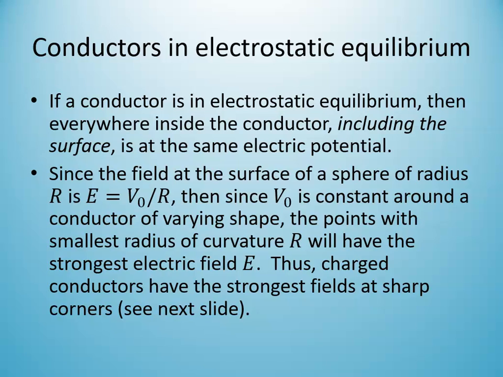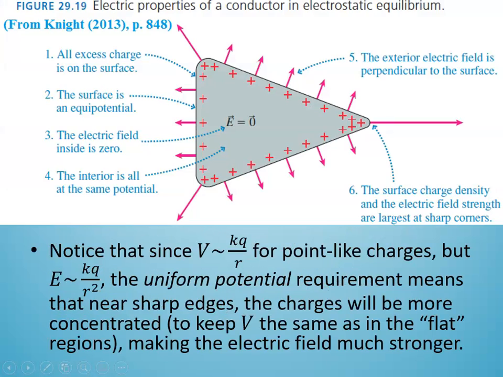Something that you can hopefully convince yourself of is that, let's say you have a sphere of radius r, well, the electric field there is going to be kq over r squared, where q is the charge that's on it. The electric potential there would be kq over r. So, if we call that electric potential just V naught, then the electric field at the surface is just going to be V naught over r. Well, given that fact, and given the fact that V naught is the same everywhere on the surface of a conductor, what that means is that if you make the radius of curvature smaller, like say near corners and stuff like that, the electric field there is going to be larger.